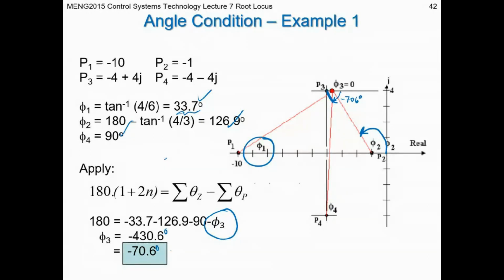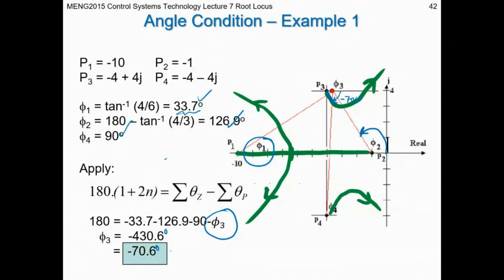235, and 315. I think those are the 4 angles. So basically, the asymptotes are going to be evenly distributed around 360 degrees. And so that's what we expect here. So I've just sketched on where the loci would lie, starting with the real axis rule.